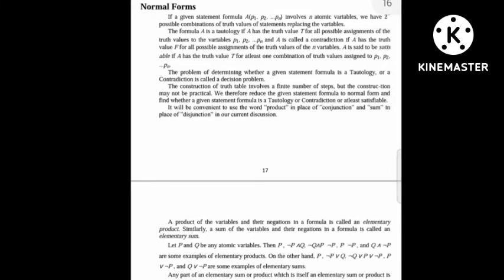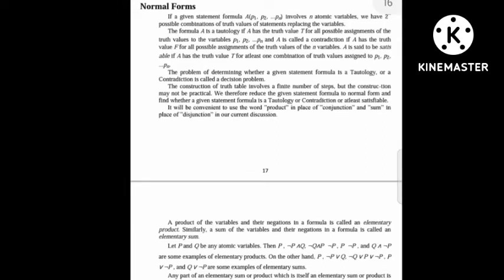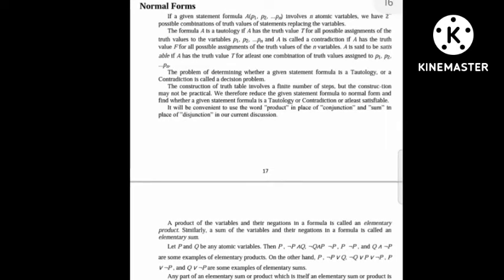Any part of an elementary sum or product which is itself an elementary sum or product is called a factor of the original elementary sum or product. Thus, ¬Q and ¬P ∧ Q are some of the factors of ¬Q ∧ P ∧ ¬P.